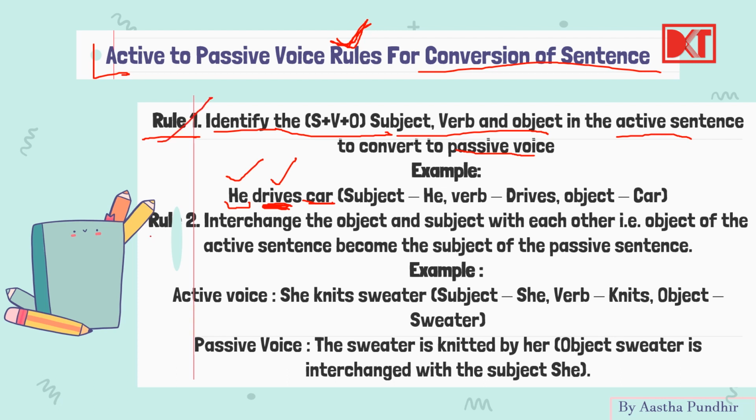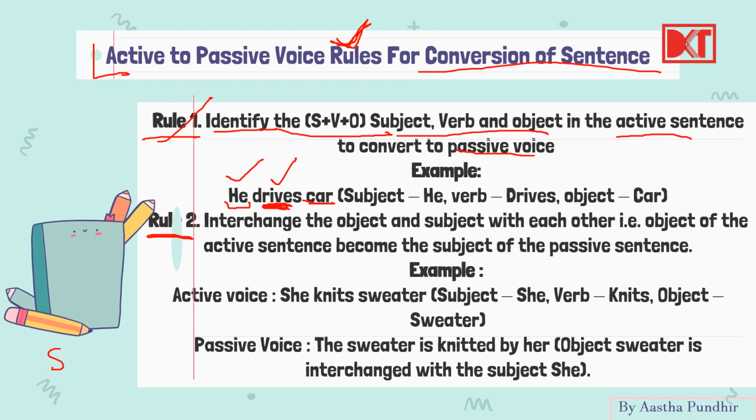ठीक है. Second step, rule 2. Interchange the object and subject with each other. क्या होता है कि object of the active sentence becomes the subject of the passive sentence. कि एक सेंटेंस का जो पहले सेंटेंस में सब्जेक्ट था वो पैसिव वॉइस में जाके ऑब्जेक्ट बन जाता है, और जो पहले सेंटेंस में ऑब्जेक्ट था वो सब्जेक्ट बन जाता है.